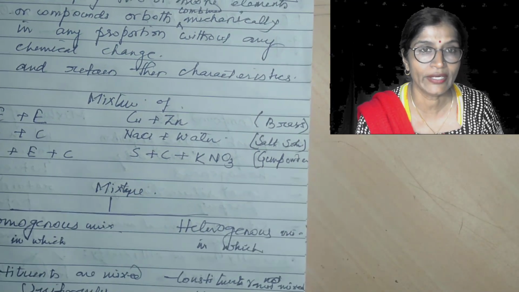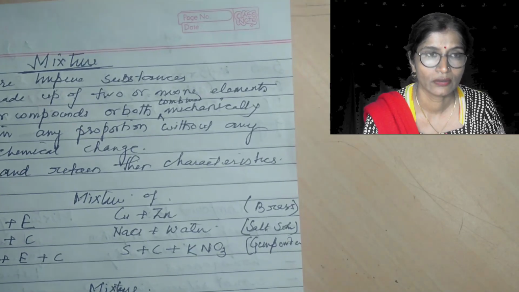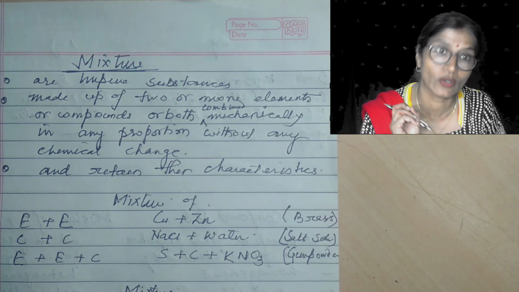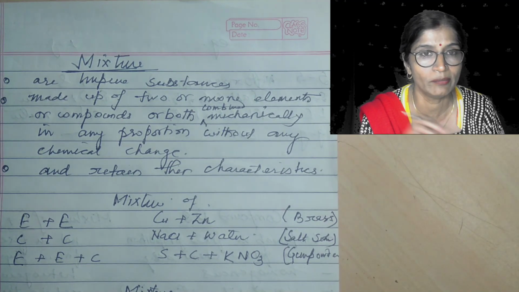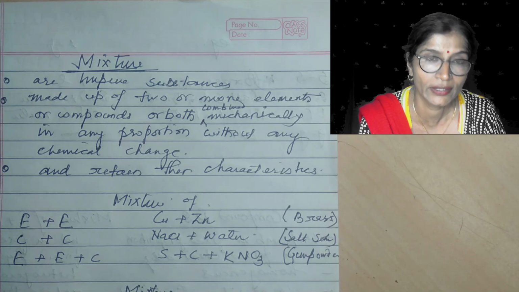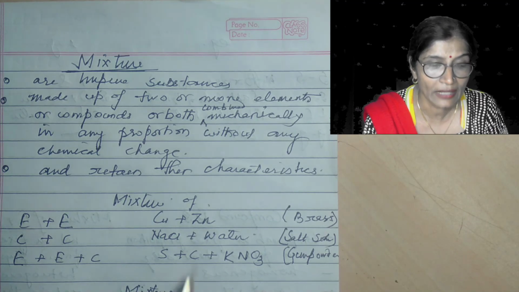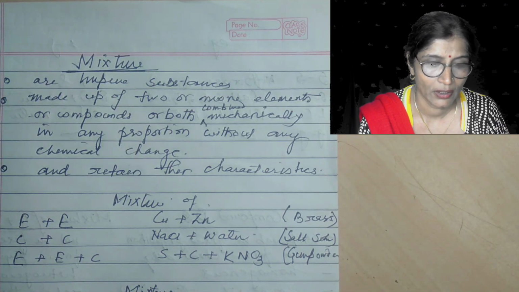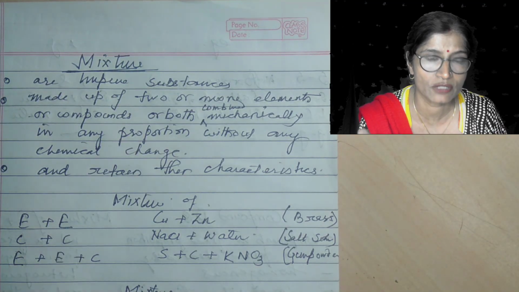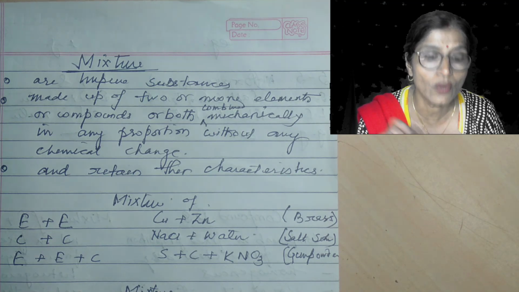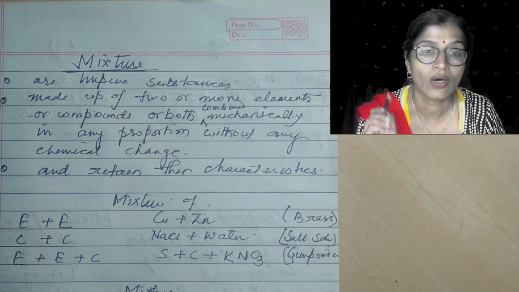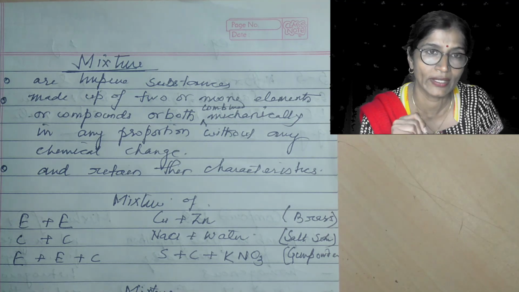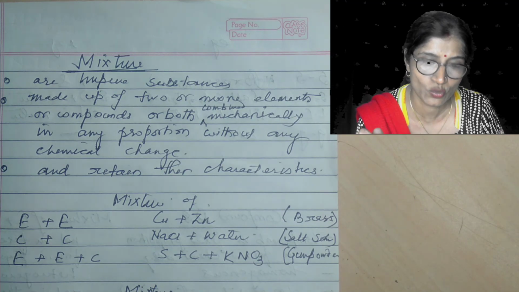Okay. Now next one is the mixture. Till now we have discussed the pure substance. That is, elements and compounds belong to the category of pure substance. And what is a mixture? It is not a pure substance. It is actually an impure substance, because it is made up of two or more elements or compounds, or maybe both: two elements, one compound, or one element, two compounds.